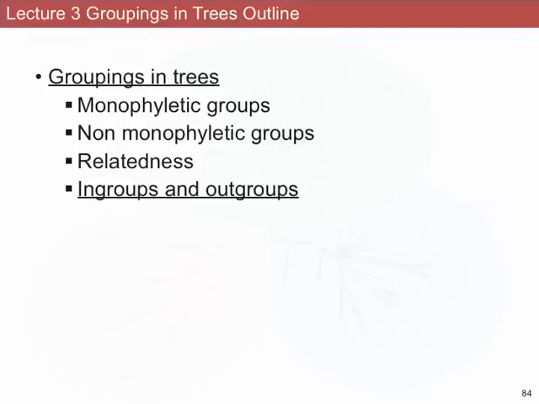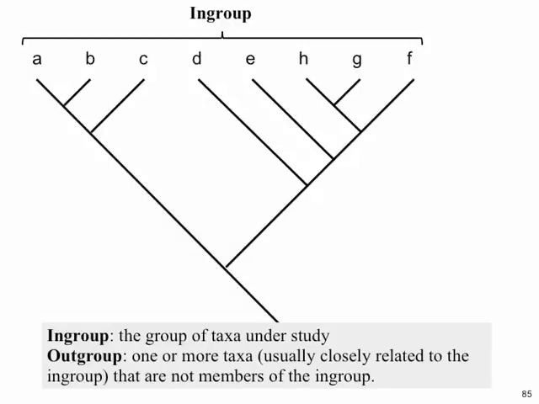So another really important grouping of taxa in trees relates to in-groups and out-groups. In-group is this really simple sort of operational definition, which is if you are interested in studying or showing the evolutionary history of a group of organisms, the in-group is the group of organisms that you want to study. That's it. So if you're studying beetles and you want to study their evolutionary relatedness, your in-group is beetles.